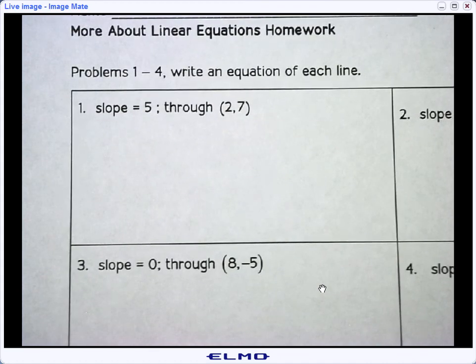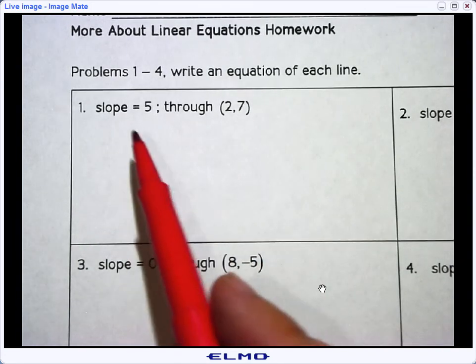All right, so here we are working on more linear equations. This was the homework I sent you the other night. Problem number 1, they want me to write the equation for each line, so 1 through 4. They just want me to come up with the equation. Remember, to write the equation of a line, you've got to know two things. You've got to have the slope for the line, and you've got to have some point. Whether that point's the y-intercept or just any random point does not matter. You just need some point.